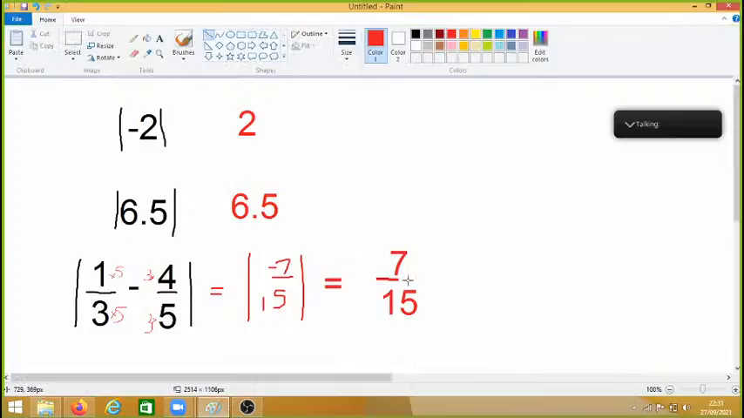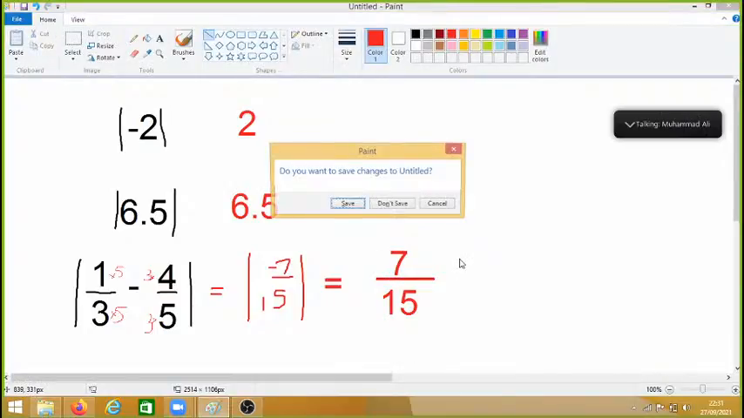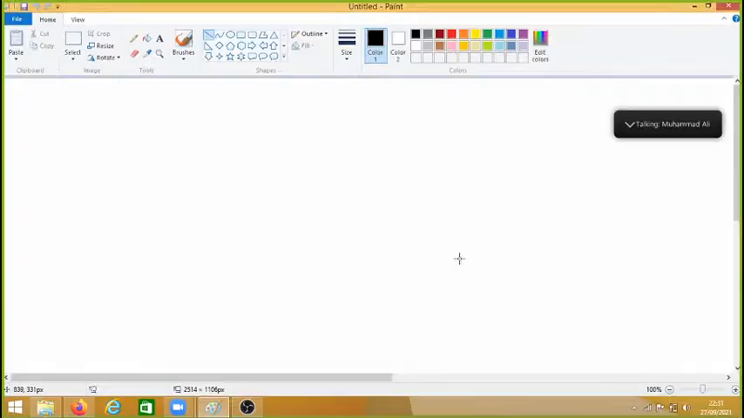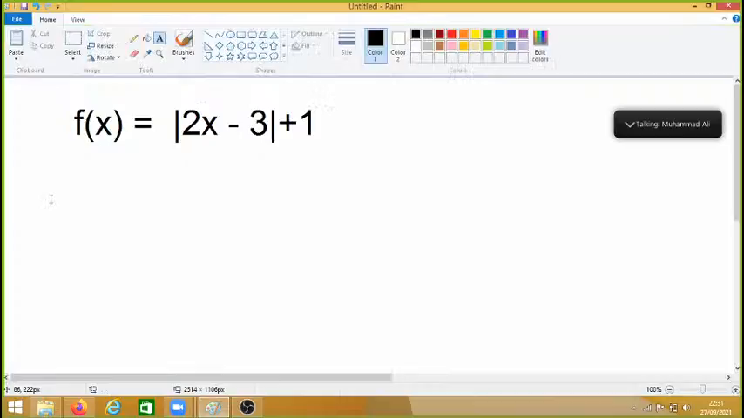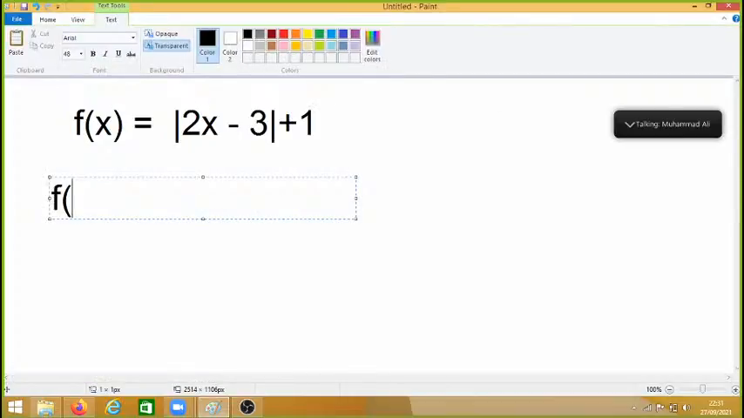Okay, let's use some algebra now. Same kind of principle, but you're just going to have to substitute. So going on to example 2, let's say we have a function f of x which is equal to the modulus of 2x minus 3, plus 1. And I want you to work out what would the answer be for f of x if x was 5.